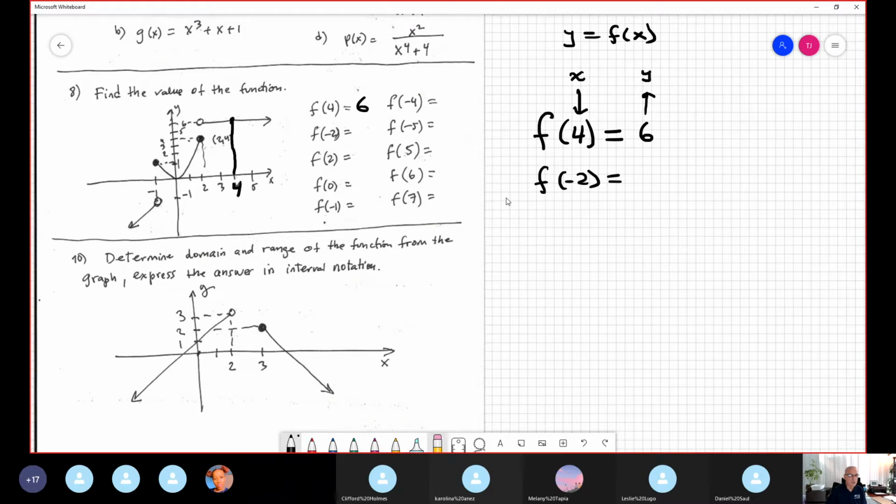-2 is, I have no idea. -2 is here. I go to the graph, boom, touch the graph.